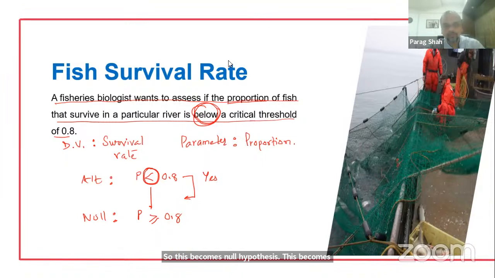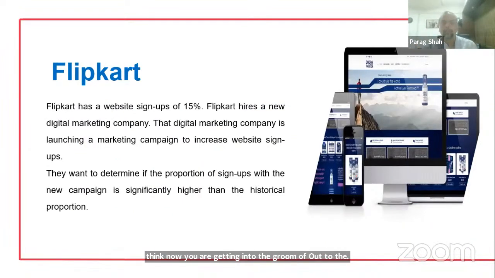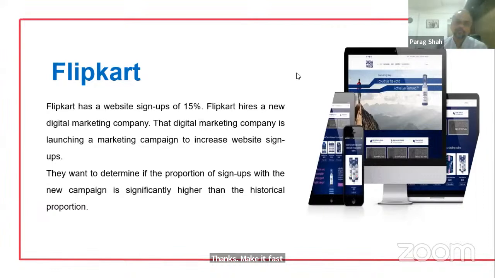Okay. Vijaya Lakshmi, Lata, Satish, Tessie, you all are with me now. I think now you are getting into the groove of how to decide null and alternate. Next. Make it fast. Decision variable. Parameter. And then we'll decide null and alternate.